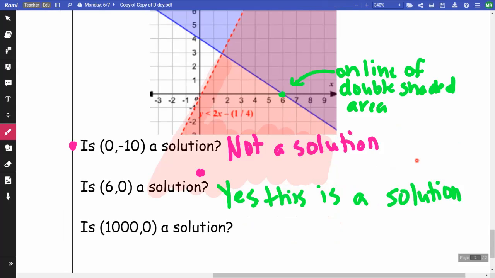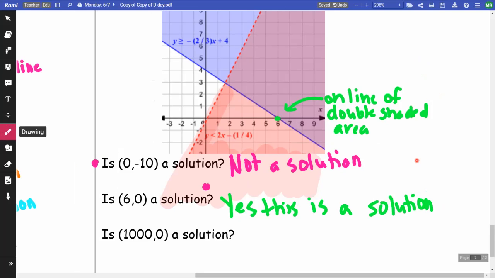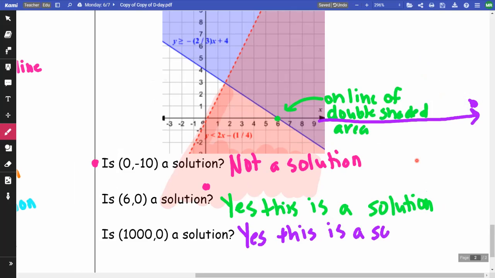And then they gave us (1,000, 0). So (1,000, 0), I'd be going out, out, out, out to 1,000, and I'd have my point here. And that is in my shaded region. So yes, this is a solution.